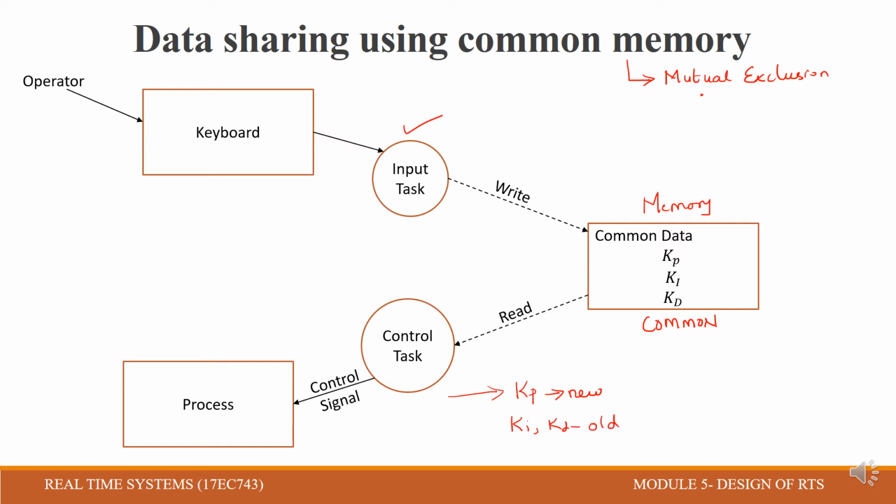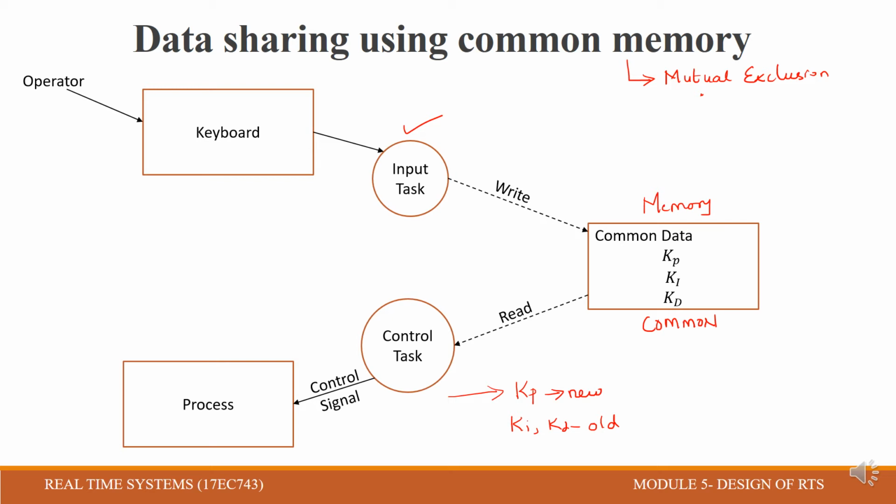I repeat, writing something to the common memory is fine, but it should have mutually exclusive rights to write the data into the common memory. Then the controller task should again get the exclusive rights to read all these updated values in this memory, that is KP, KI and KD. These are just the controller parameter values. At every nanosecond it has to be read.